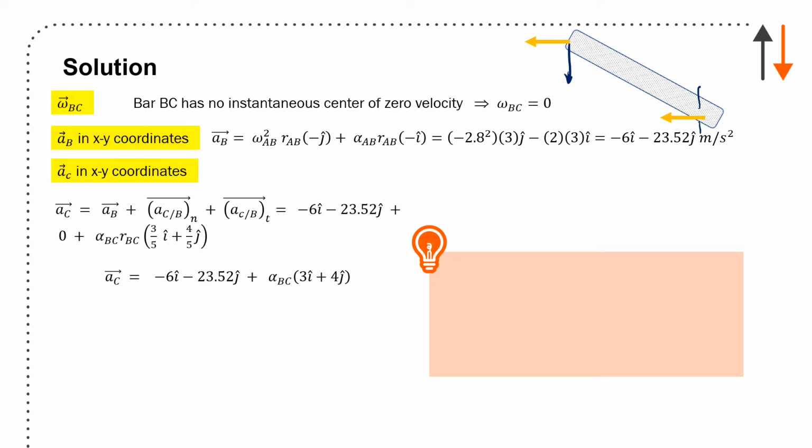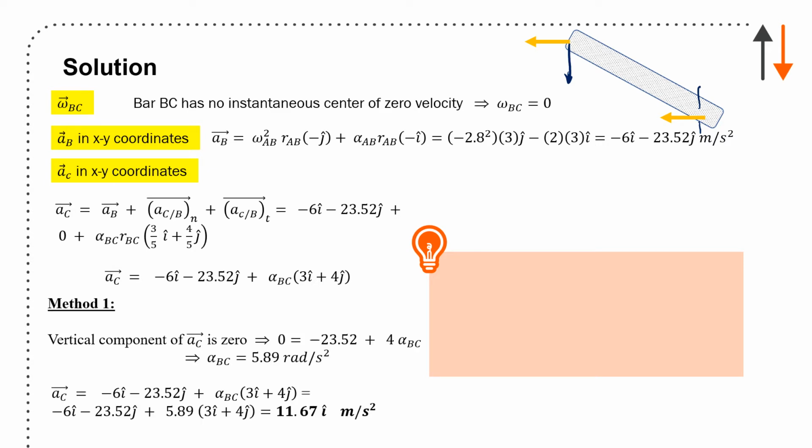A_C is going to be a relative acceleration expression again, but here I just say A_C equals A_B plus A_C with respect to B, normal and tangential. Add in the component parts, recognize this thing starts from rest, and I have one unknown, alpha BC, and another unknown, A_C. So the vertical component of A_C is 0, so I can say A_C j equals 0, and I can get alpha BC, and I get A_C, which is 11.67 i meters per second squared.